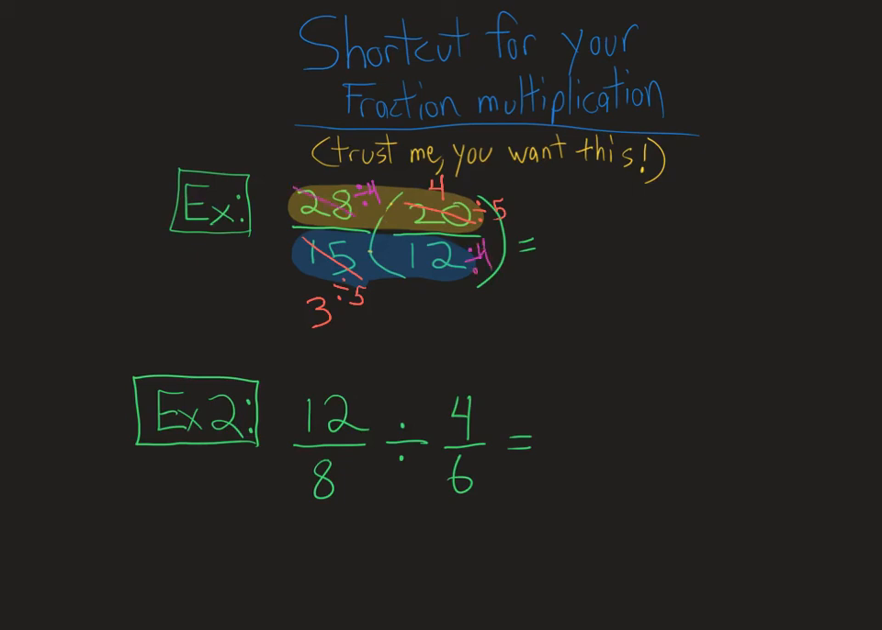Here we go. So 28 divided by 4 is a 7. 12 divided by 4 is a 3. So now what's left on top is a 7 and a 4, and on bottom is a 3 and a 3. No more common factors, so I'm ready to finish.